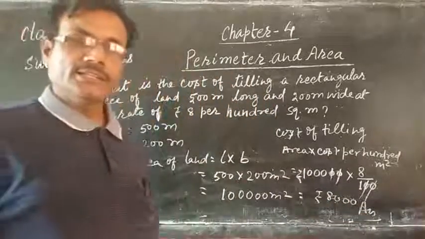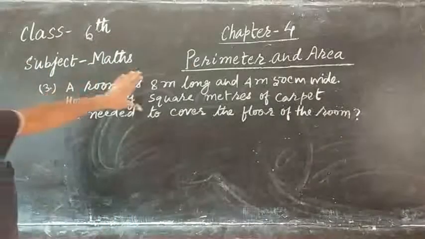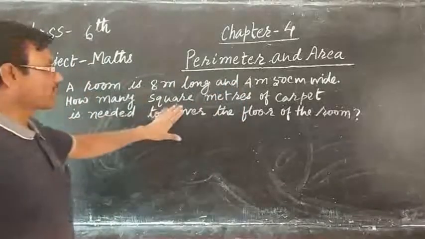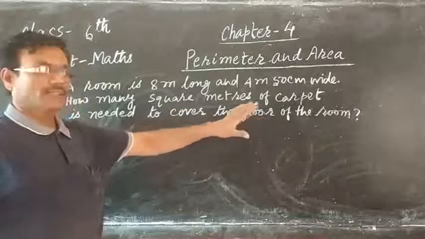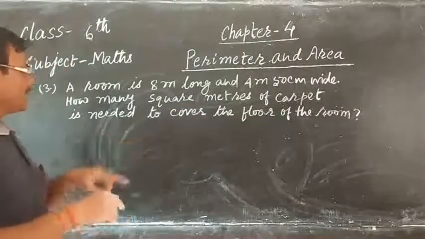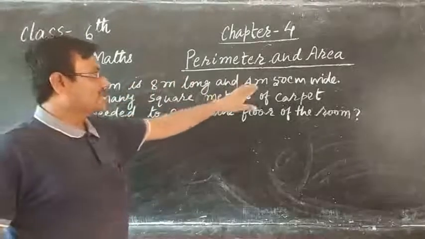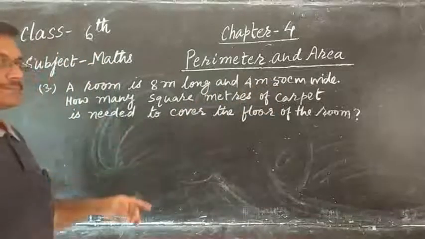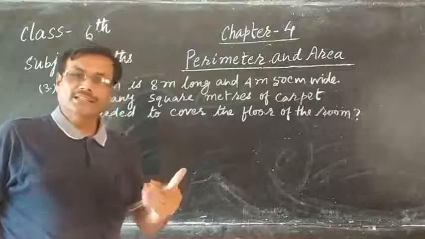Now we see the next question. The third question is, a room is 8 meter long and 4 meter 50 centimeter wide. How many square meters of carpet is needed to cover the floor of the room? That is, a room is 8 meters long and 4 meters 50 centimeters wide, so what will be the area of carpet laid on it?